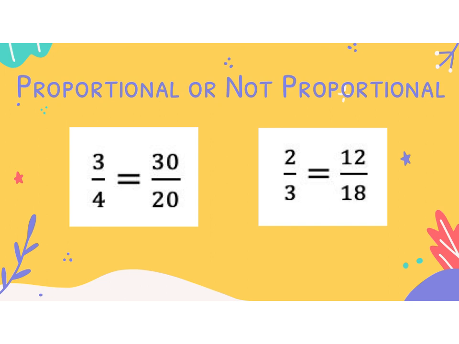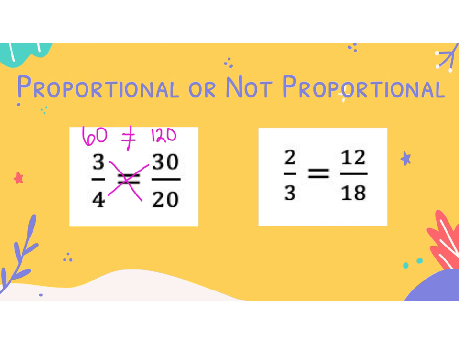In our problem on the left, we will cross multiply 4 times 30, and we get 120. And we will cross multiply 3 times 20, and we get 60. 60 does not equal 120, so these 2 ratios are not proportional.